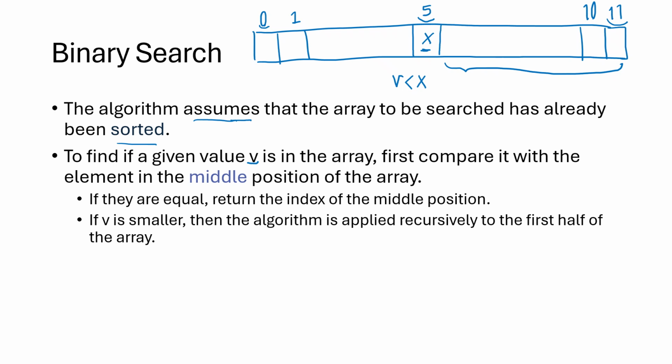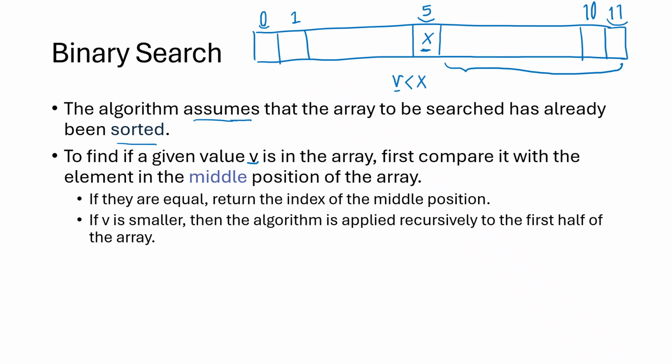Which means that because v is less than x, v is going to be less than everything in the second half of the sequence. Which means if we want to continue the search to the next iteration, we don't need to search the second half of the array because everything in the second half is going to be greater than v, and there is no point in searching there. So what binary search does is it makes a recursive call, but it only searches the first half of the sequence. Okay, so that's another possibility.